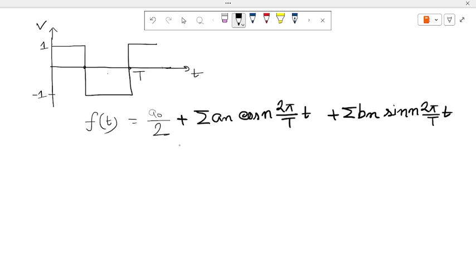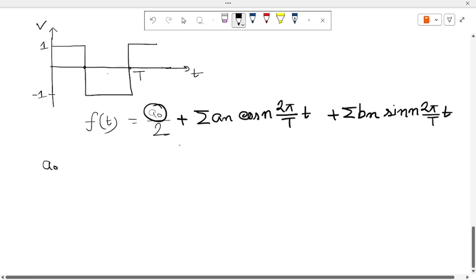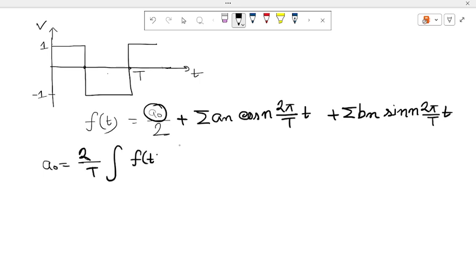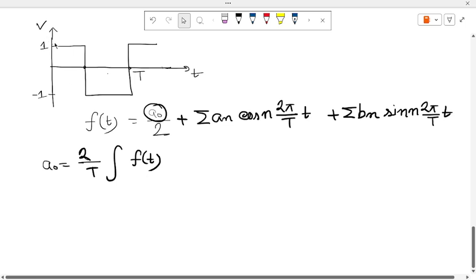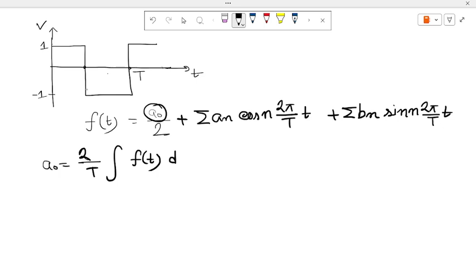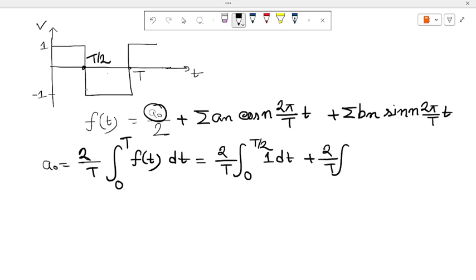So first of all we need to find a naught. So a naught is equal to 2 divided by T, then the value of this function, let's say f of t is the value of this signal, so f of t dt, and this integration will be 0 to T, the time period. So 2 by T, then 0 to T by 2, let's say this point is T by 2, and from 0 to T by 2 we have the function value 1, and from T by 2 to T we have a function value of -1, or signal value is -1.